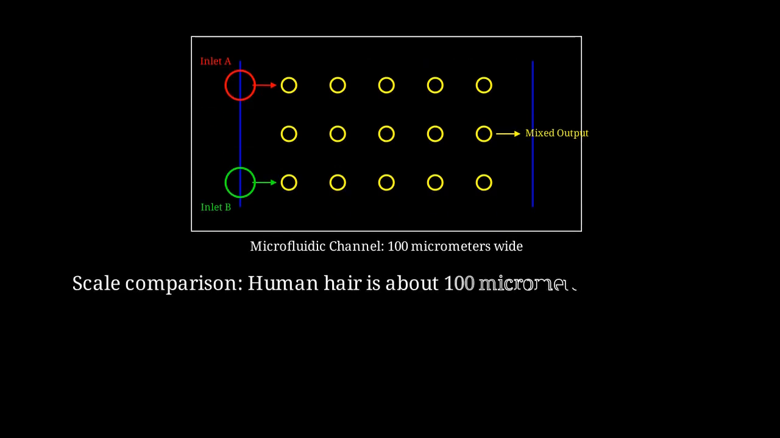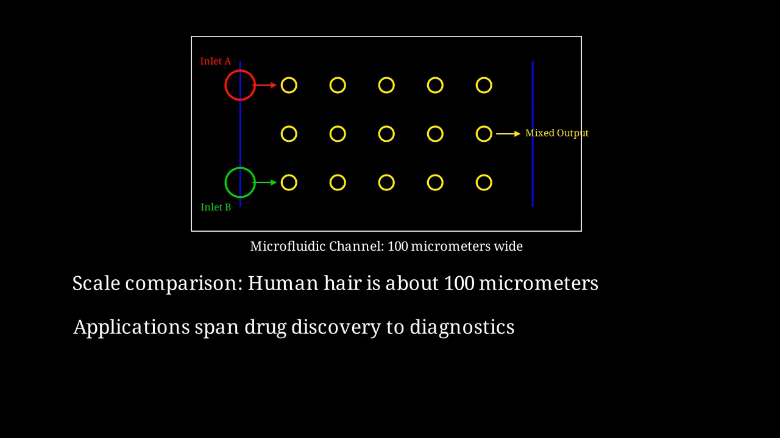To put this in perspective, a human hair is approximately 100 micrometers in diameter. That's the scale we're working with in microfluidic devices. Microfluidics has applications in drug discovery, clinical diagnostics, cell biology, chemical synthesis, and even environmental monitoring. The ability to work with tiny volumes saves reagents, reduces waste, and speeds up experiments.